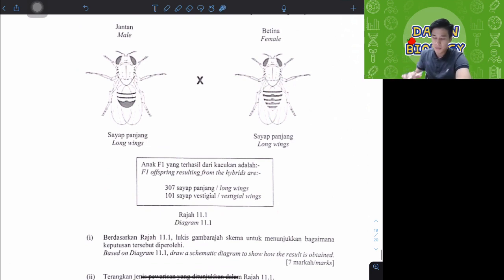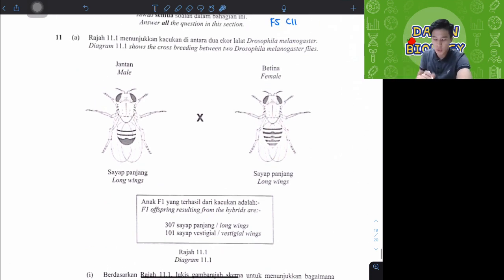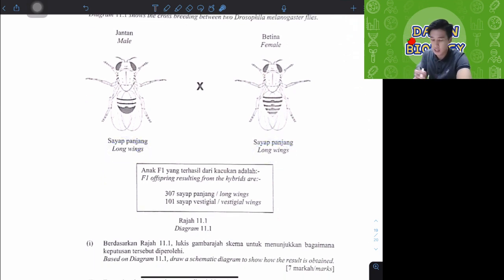Now, we have 2 flies. One has long wings. Both have long wings actually. But you can see when they have children, 307 come out with long wings, 101 come out with vestigial wings. So there is a certain amount of children that is totally different from the parents. If you remember this inheritance thing, this is actually possible.